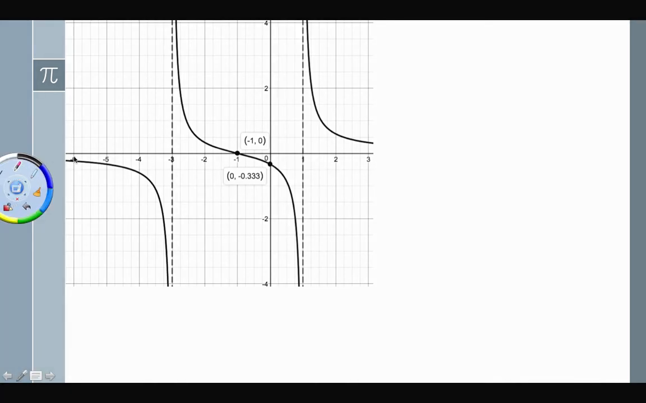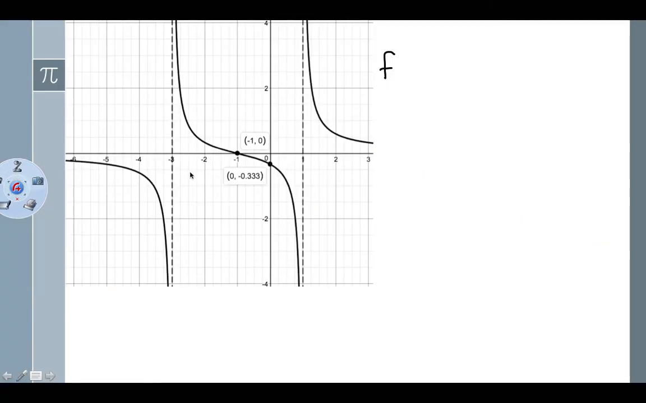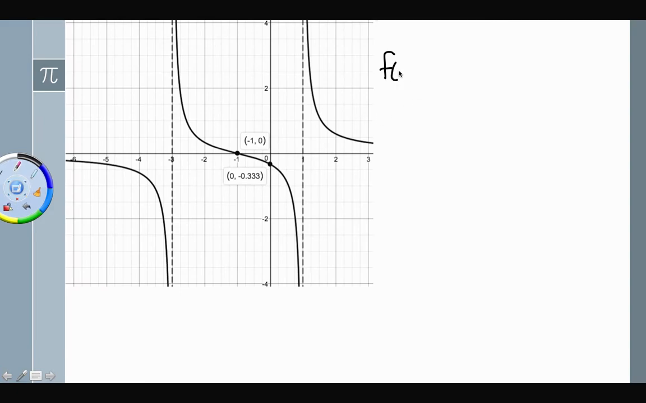But the same process applies. So we're going to start off with f of x is equal to some rational function. And I'm going to find any x-intercepts. In this case, we only have one, and we have two vertical asymptotes.